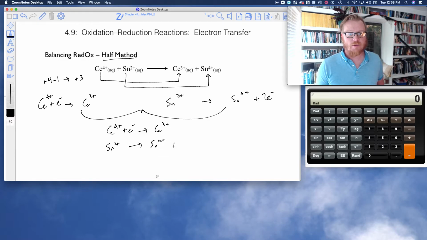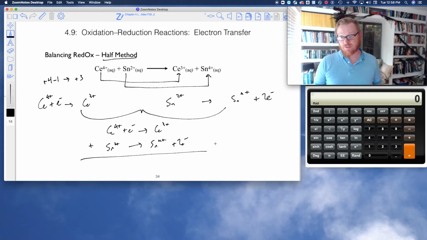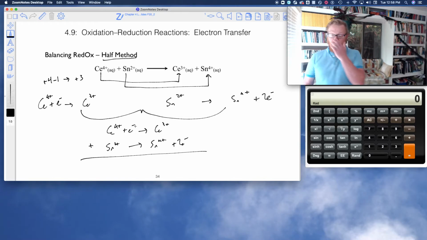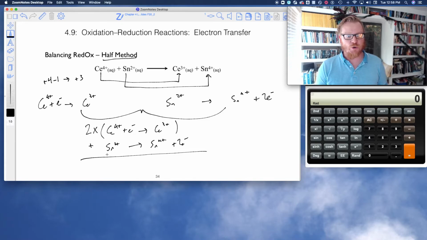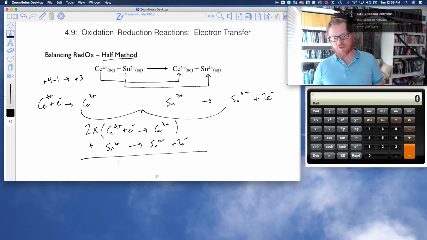But what I want to do to balance this is I have to balance the electrons. So I've got 2 electrons on this side, but only 1 electron on that side. So I'm going to need 2 electrons in total. And the way that I do that is not just by putting a 2 right here. I have to say times 2 of the entire reaction.